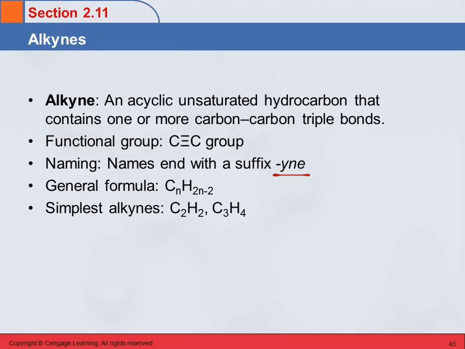Y-N-E. The general formula, CnH2n-2. From alkane to alkene to alkyne, we're removing two hydrogens. And the simplest alkynes are C2H2 and C3H4.